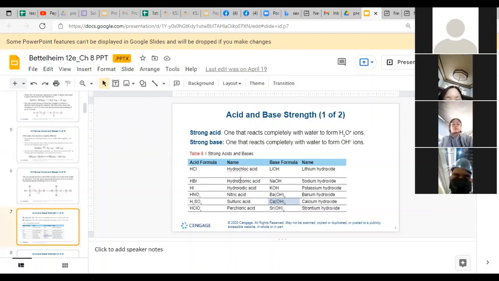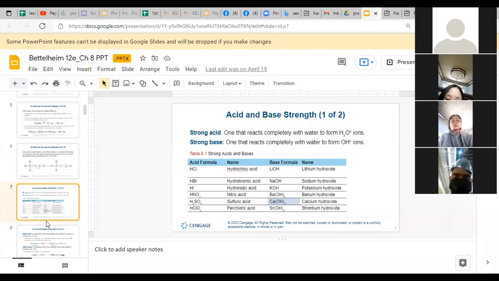So we have strong acids here that completely dissociate in water. 1:1 yan, bali. So for every mole of acid, you have 1 mole of H plus or H3O plus concentration in solution.